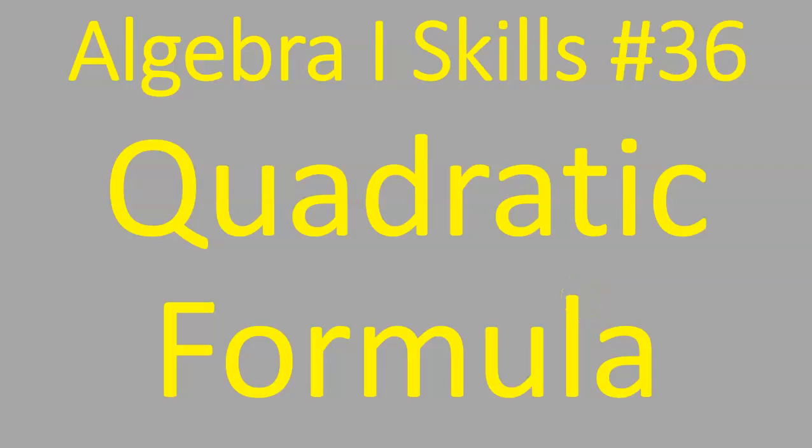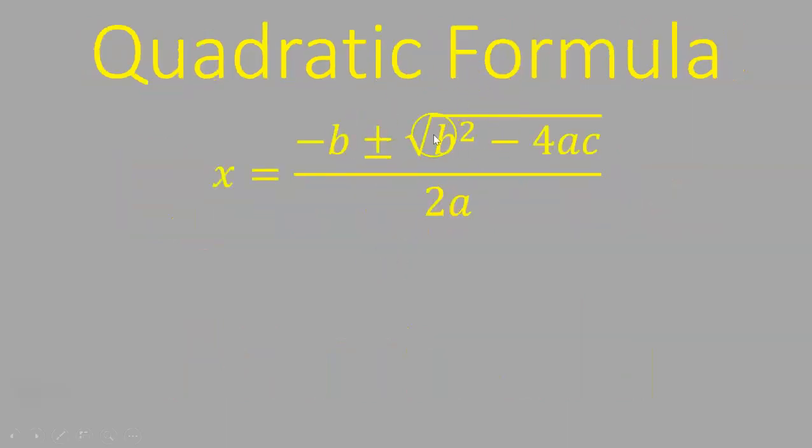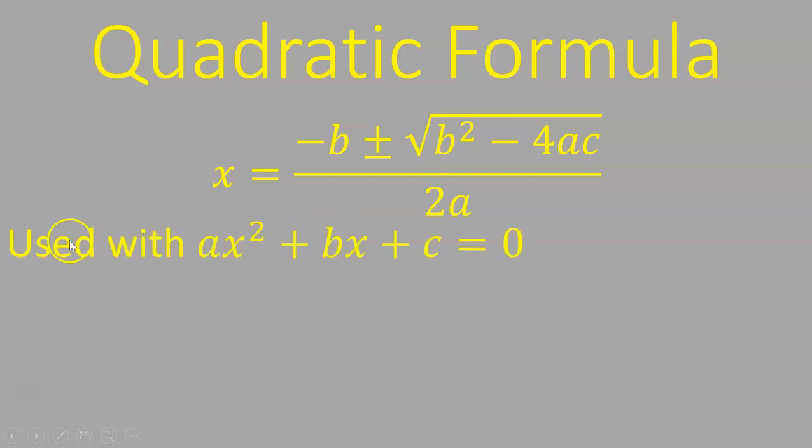All right, that was one skills number 36. We're going to use the quadratic formula. So the quadratic formula looks like this, and it is derived from completing the square on the standard form for a quadratic equation. Okay, so here's the standard form for the quadratic equation. Make sure you have an equals 0 before you use it.